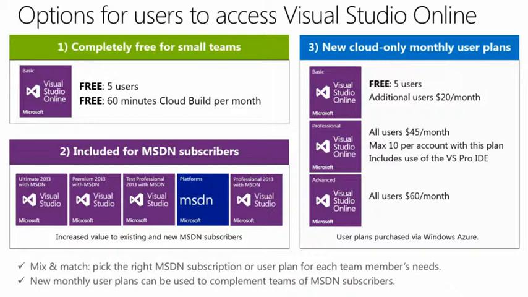The other option for you is to go ahead and take advantage of one of our new plans that are available. So we have the Visual Studio Online Basic Plan, where, as I mentioned, the first 5 users are free. Any additional users are $20 per month. We have the Visual Studio Online Professional Plan, which includes a rental of the Visual Studio Pro IDE. And you can have up to 10 of those per your account with that plan. And then we also have the Visual Studio Online Advanced Plan, and I'll talk to you a little bit more about what the differences are there. And all of those users are $60 a month.